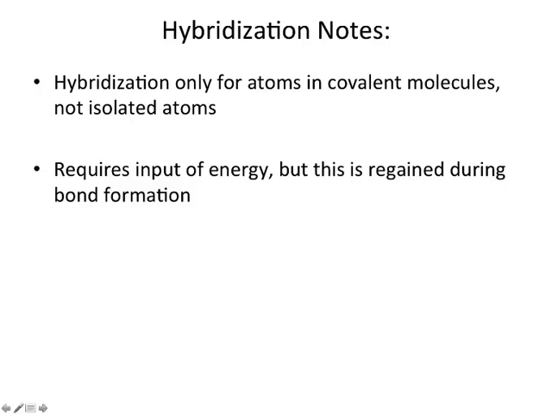Some further notes on hybridization. Hybridization is only applicable for atoms that are in covalent molecules and not just isolated atoms by themselves. It costs some energy to hybridize the orbitals, and you get that energy cost back even more so when you make bonds, which is overall lower energy to make these bonds. But without making the bonds, this isn't going to happen. And so only the central atom will hybridize.